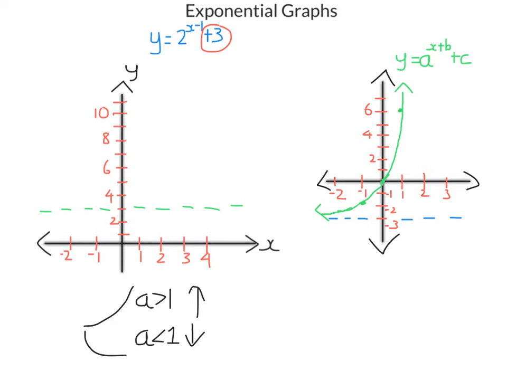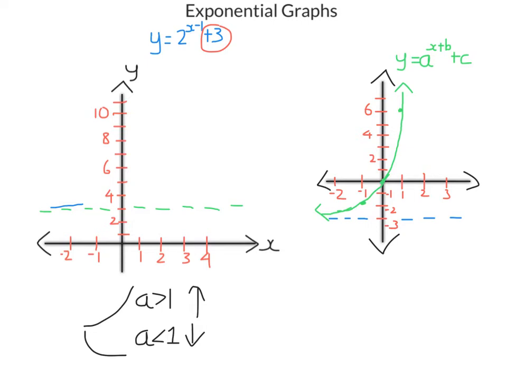So as x gets more and more negative, what's going to happen is this is going to get closer and closer to, but never actually hit the asymptote. So what we can do is just add in a few more points and then join it up in a curve that looks like this.